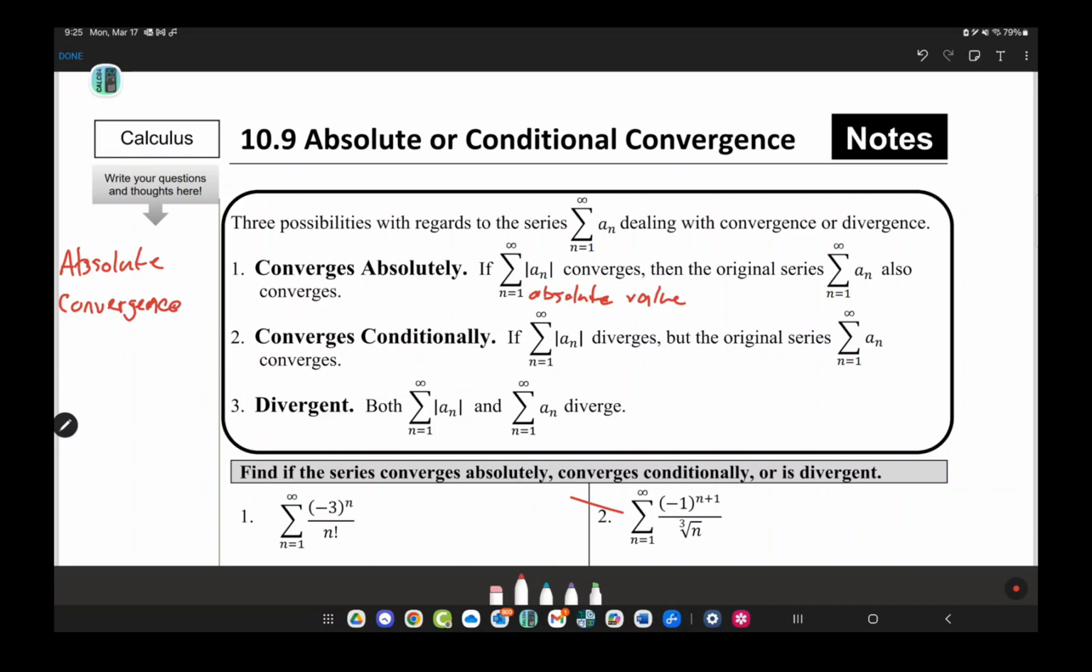Right? Same thing with conditional convergence. Conditional, they call it conditional convergence.